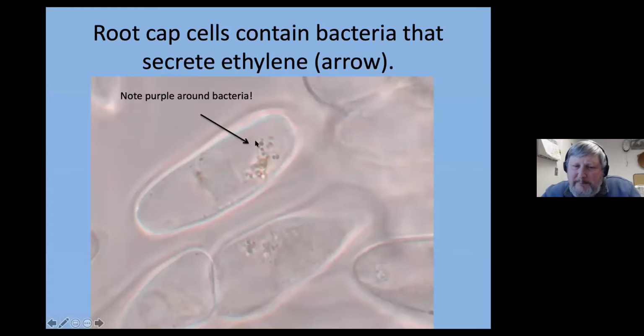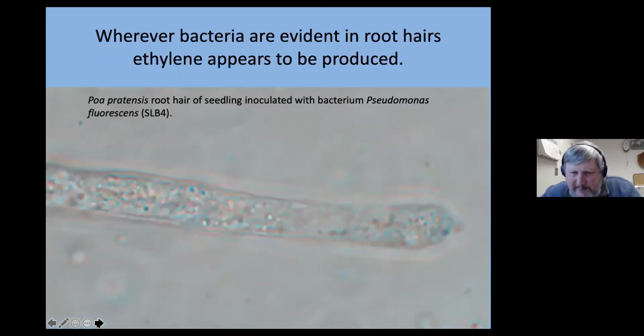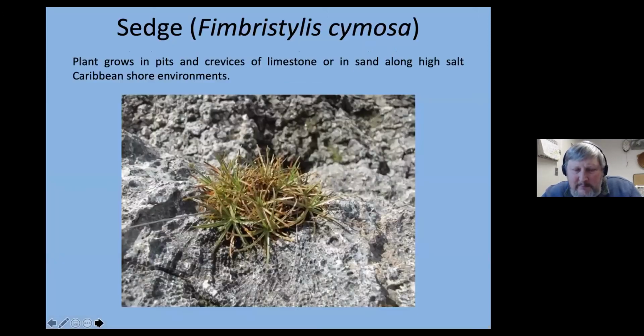Okay, this is a root cap cell. You can see the microbes inside that, and you can see the kind of red, orange, purple, blue to purple color of those cells where we think ethylene is produced. These are the bacteria outside the cells, and you can see also the blue that should be from the ethylene. That's how we interpret that. This is in the root hair itself. You can see all the spherical structures. Those are all the microbes in those hairs, and that's staining for ethylene. So they're producing ethylene, it looks like.